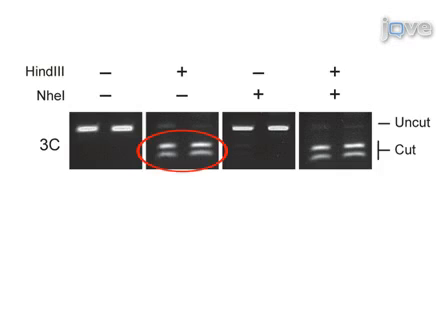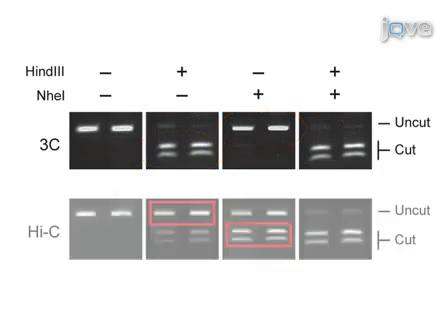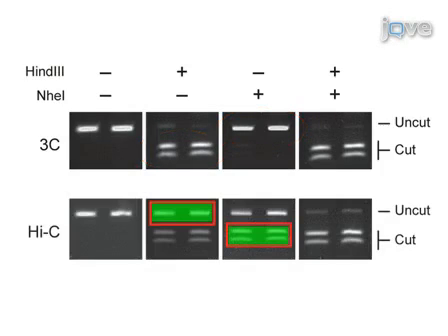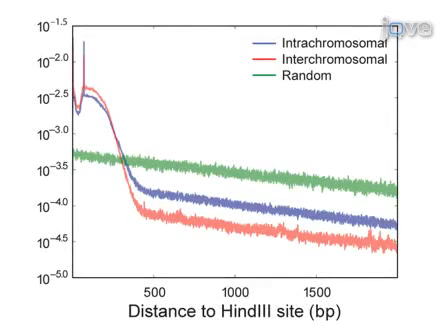3C junctions are cut by HindIII and not by NheI. The reverse is true for Hi-C junctions. This PCR digest assay shows that 70% of Hi-C amplicons are cut by NheI and not by HindIII, confirming efficient marking of ligation junctions.